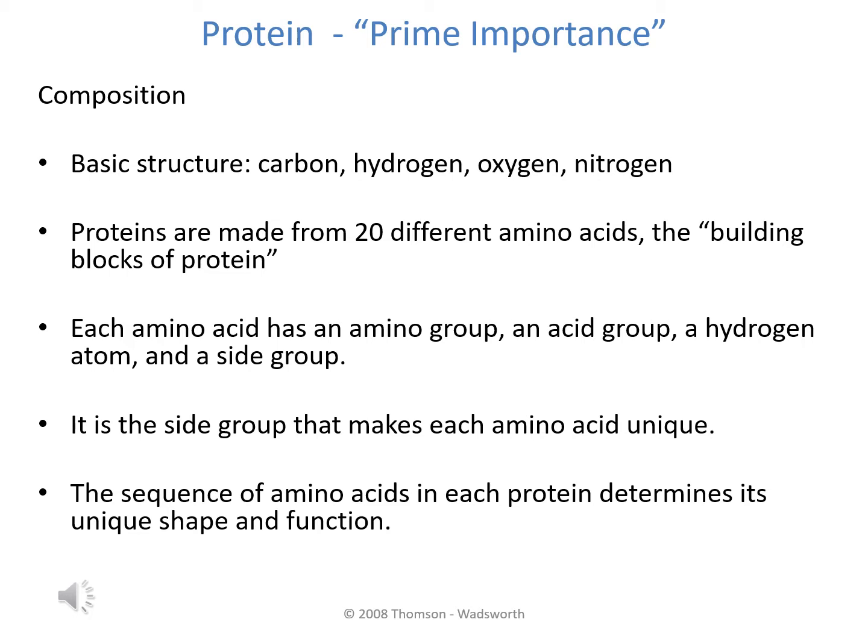Each amino acid has an amino group, an acid group, as well as a hydrogen atom. Also attached is a side group, and it's the side group that makes each amino acid unique, or actually distinguishes one from another. Proteins are made up of about 20 different amino acids, each with a different side group. The way that these amino acids are sequenced together, as well as what their side group may be, determines not just the shape, but also the function. Will this protein that's being synthesized be a hormone? Will it be an antibody? Will it be an enzyme?